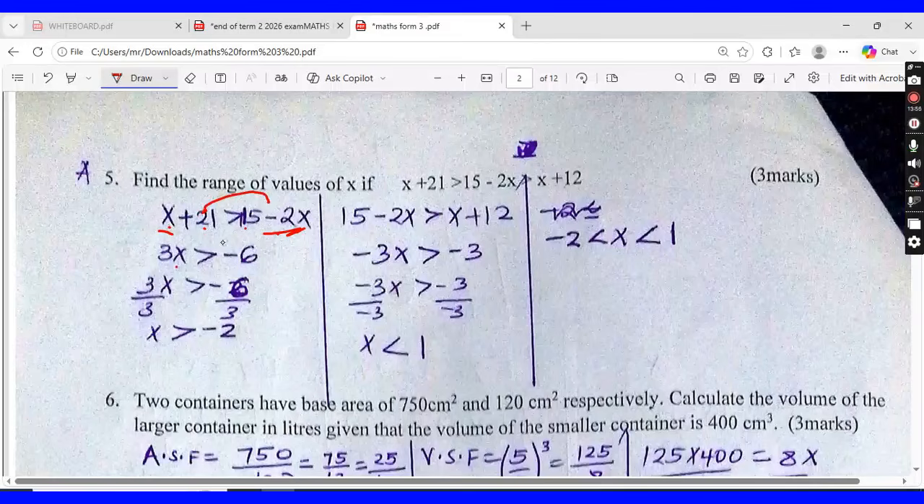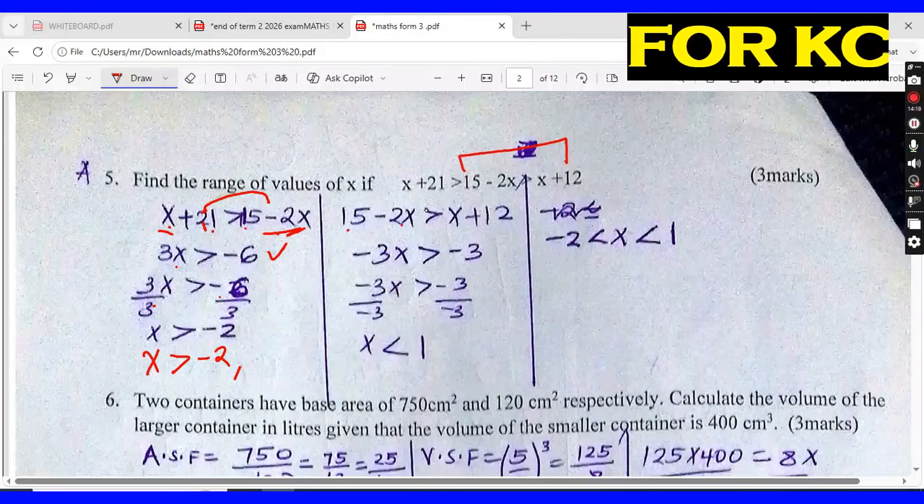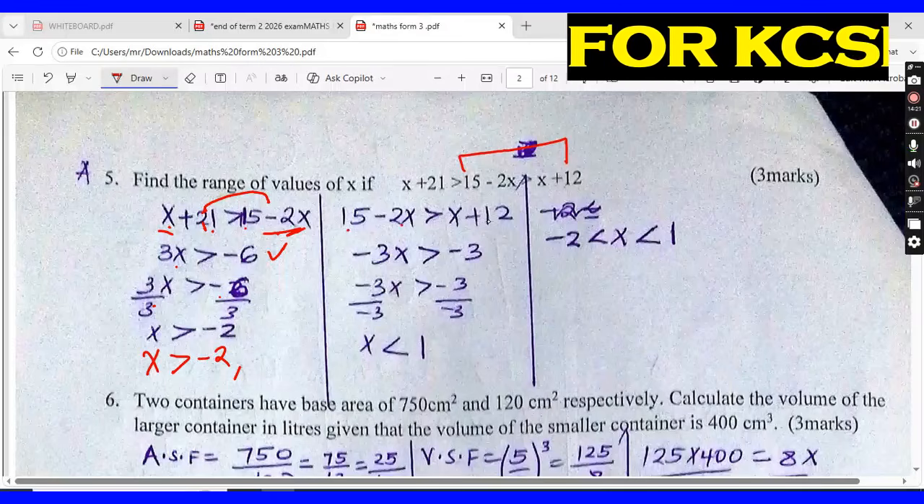So 15 minus 21, because once it crosses the inequality, it changes the sign. It is like it is crossing the equal sign. So it becomes this. You divide by 3 and find that x is greater than negative 2. You leave it at the side. Then now you combine this and this. So 15 minus 2x is greater than x plus 12.